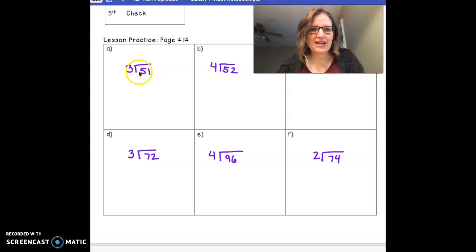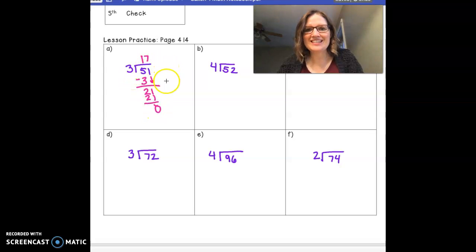We begin by saying 3 can go into 5 how many times? I say 1. 1 times 3 is 3. Then I subtract. 5 minus 3 is 2. I bring down my 1. 21 can be divided by 3 7 times. 3 times 7 is 21. Beautiful. And so we know that 51 can be divided by 3 17 times.